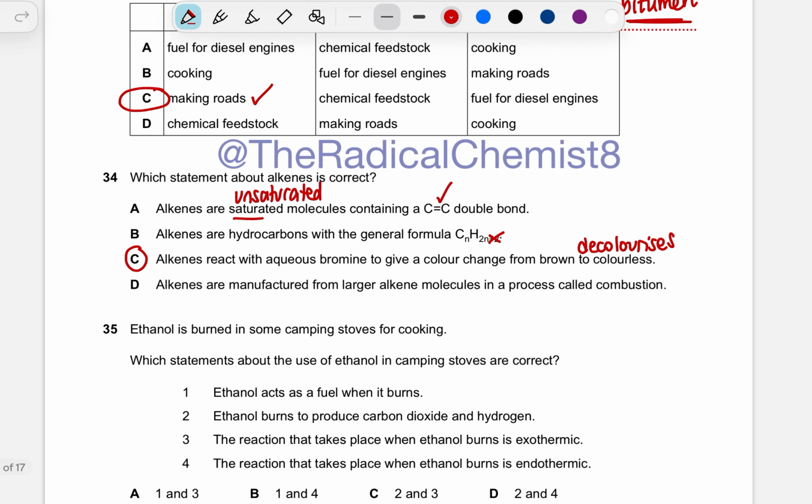And the last one, alkenes are manufactured from larger alkene molecules in a process called combustion. Well, they're actually manufactured from larger alkane or alkene molecules, and the process is called cracking. So that would be wrong.